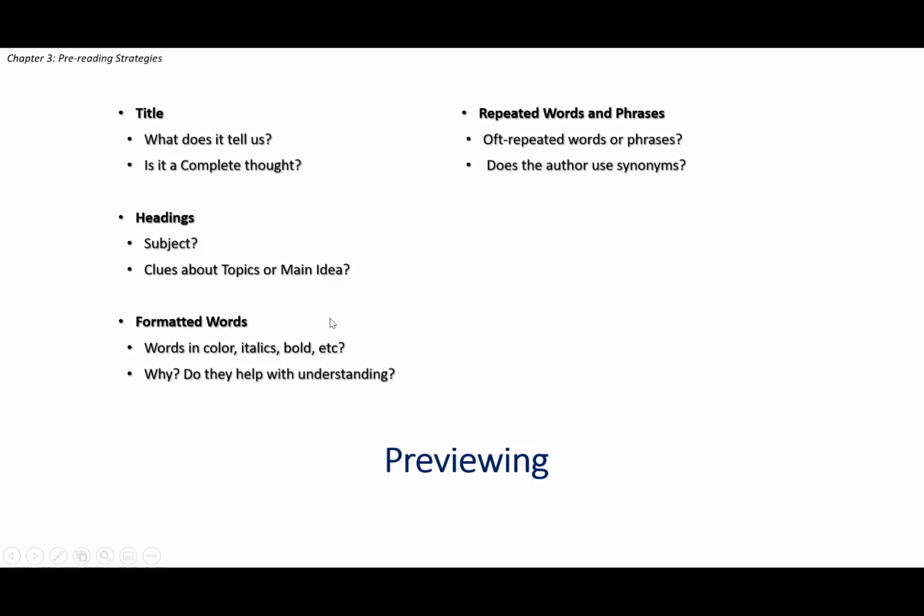Also, you want to look for repeated words and phrases. Is there a word that's used over and over again, or is there a synonym to that word? A synonym is a different word that means the same thing as another word. So like we use both the words fall and autumn when we're talking about the months between September and November. They mean the same thing, but they're different words.